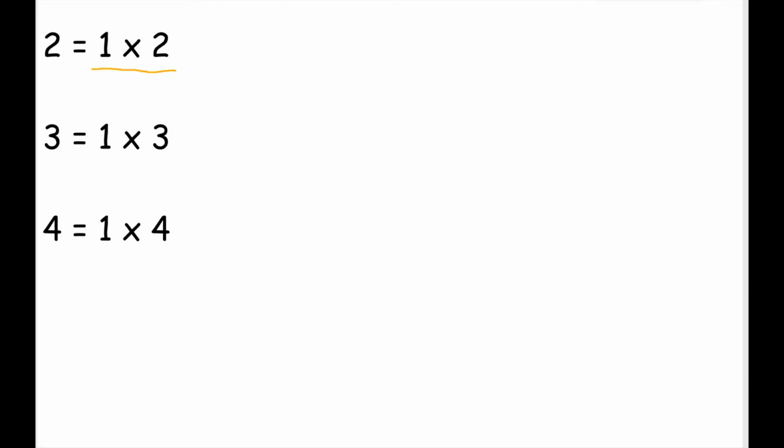So, I want to know what numbers can I multiply to get a product of 2? Well, I can multiply 1 times 2. Can I multiply anything else to get the number 2? No, I can't. What about the numbers to multiply to get the product of 3? Well, I have 1 and 3. Are there any other numbers? No, there aren't.